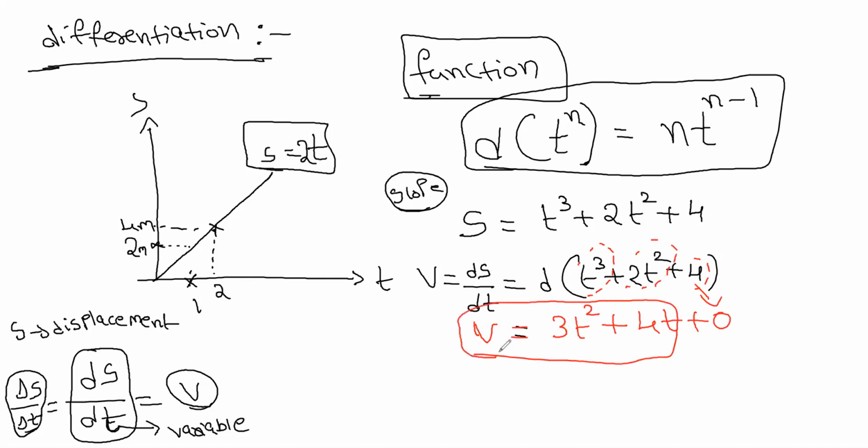Now if they ask what is the velocity at 4 seconds, you just have to substitute t equals 4 in the velocity function. That will give us 3 into 4 square plus 4 into 4. Whatever the answer, that is the velocity.